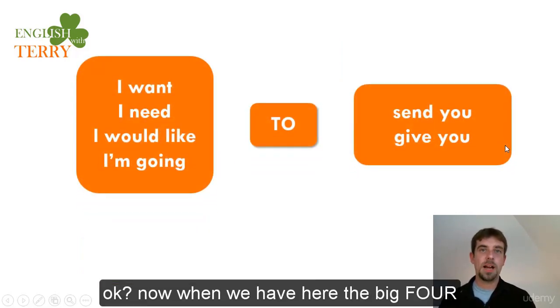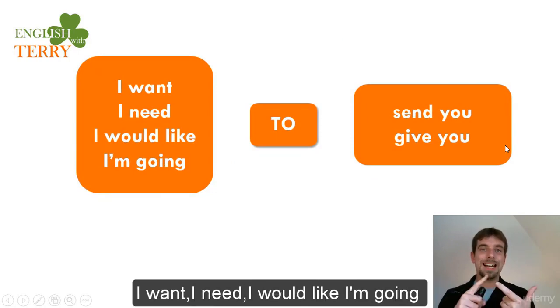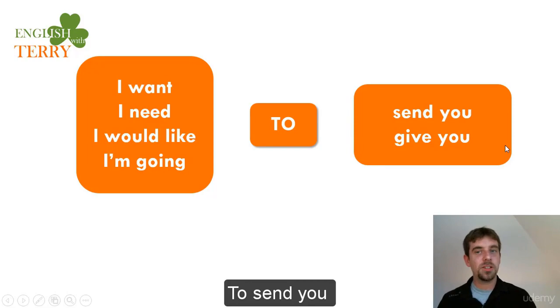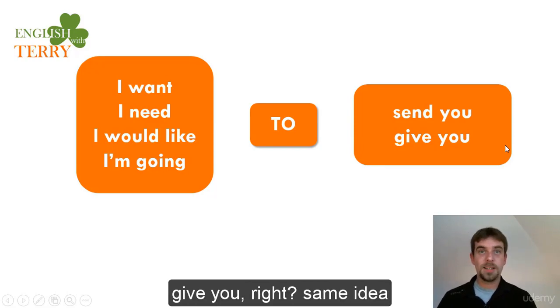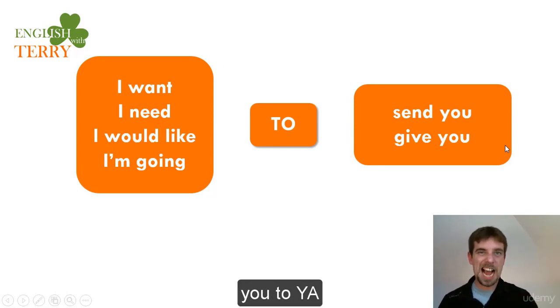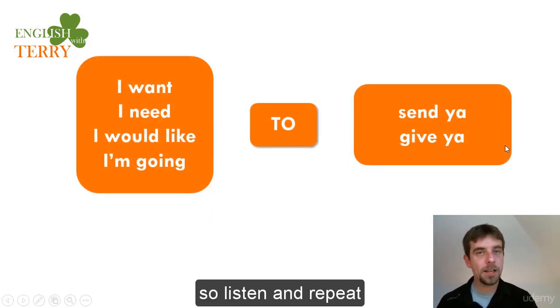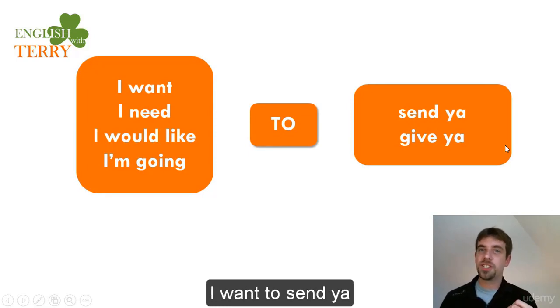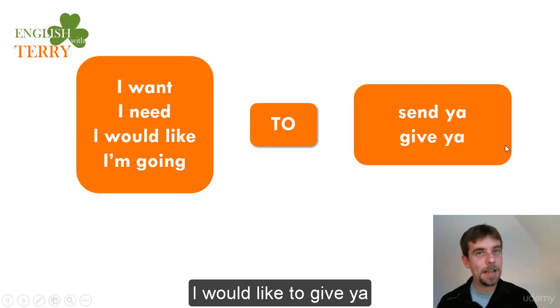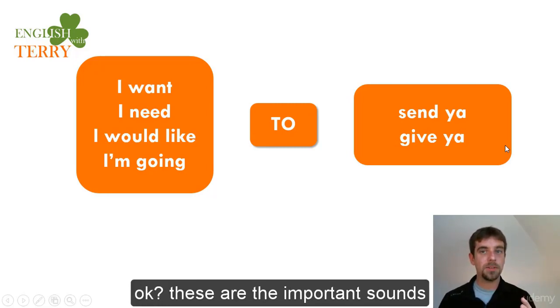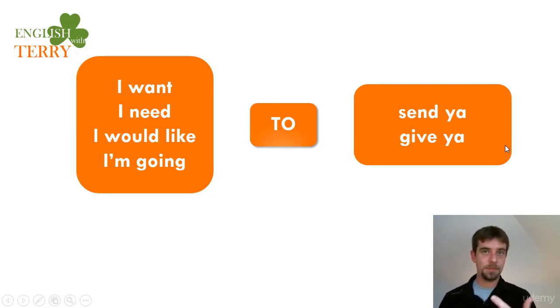Now, when we have the big four, I want, I need, I would like, I'm going to, send you, give you, right? Same idea of you to ya. So I want to send ya. I want to give ya. So listen and repeat. I want to send ya. I need to give ya. I would like to give ya, okay? These are the important sounds: send ya and give ya.